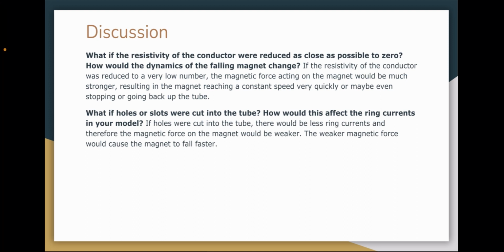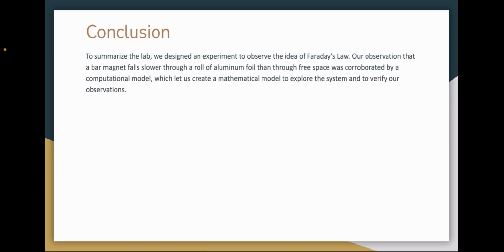What if there were holes or slots cut into the tube? If this happened, there would be fewer ring currents, and therefore the magnetic force on the magnet would be weaker, and the weaker magnetic force would cause the magnet to fall faster.